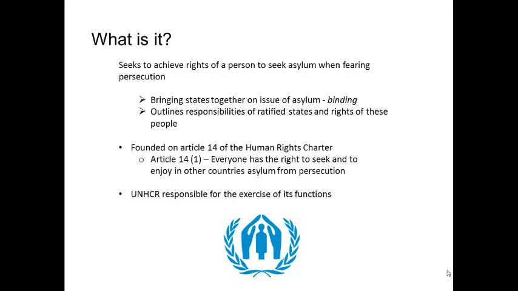So what is it, and what does it seek to achieve? It seeks to protect the rights of a person who is seeking asylum with a genuine fear of persecution. In doing this, it tries to bring states together in a binding way, hence it's an example of international law. And so in great detail it outlines the responsibilities of ratified states and the rights of the people who might arrive in states who have signed the treaty.